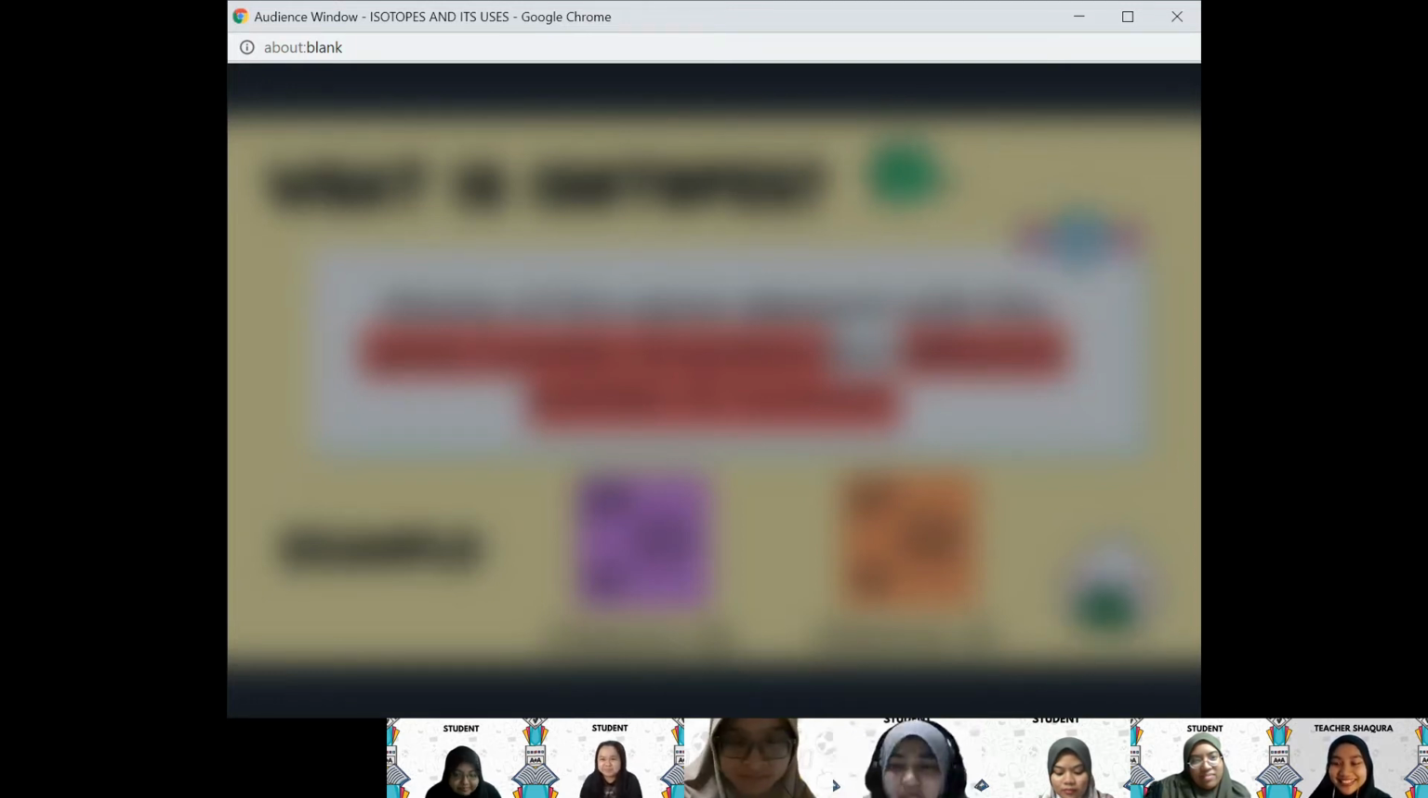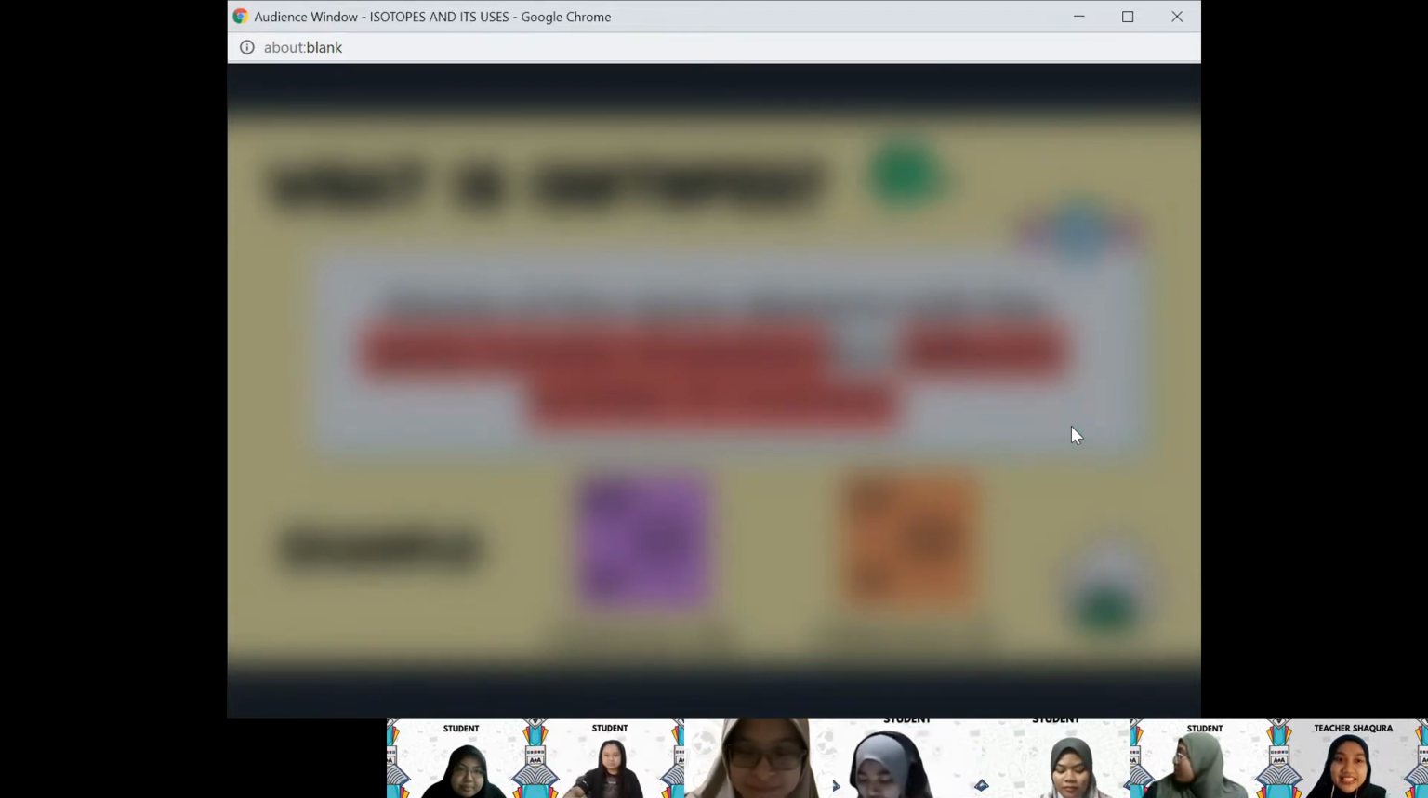From what I understand, isotope is the same number of proton but different number of electron of an element. Is it? Yes, it's correct, but it is not really accurate. It's a good try. Yes, same number of proton, different number of neutron. Yes, correct. Alright, thank you, that's a good job, Naura.